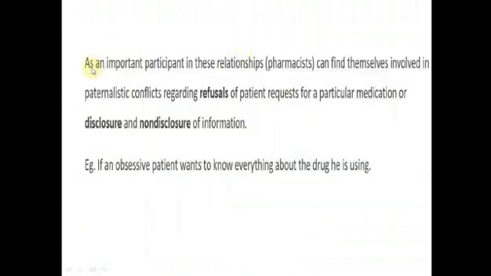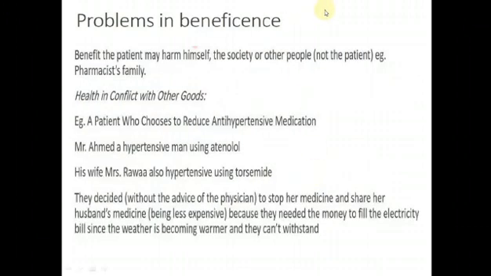Okay. Now, as important participants in this relationship, pharmacists can find themselves involved in a paternalistic conflict regarding refusal of a patient's request for a particular medication, or disclosure or non-disclosure of information. For example, if an obsessive patient wants to know everything about the drug used. Problem in beneficence: benefiting the patient may harm himself, society or other people.